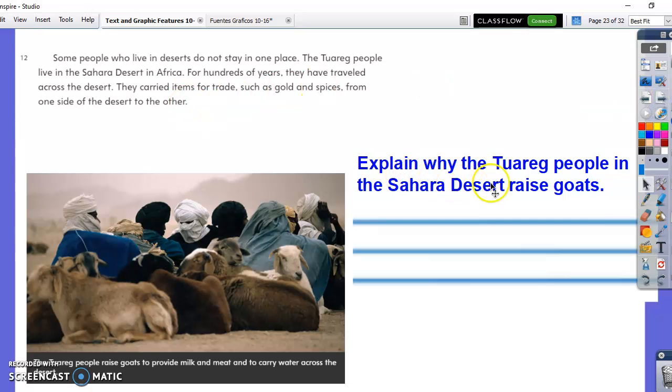On this page it says, explain why the Tuareg people in the Sahara Desert raise goats. Don't forget to look at the text or also the captions to answer that question. And it actually gives you 3 reasons. There's 3 reasons that you can find, again, in the caption.